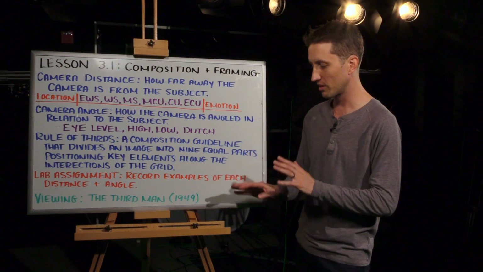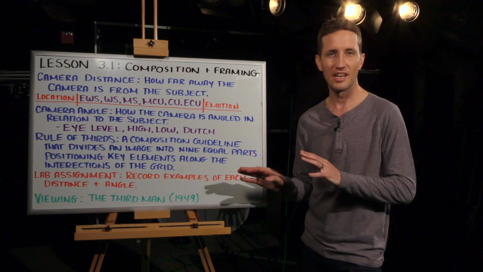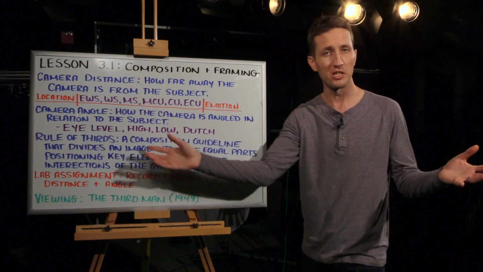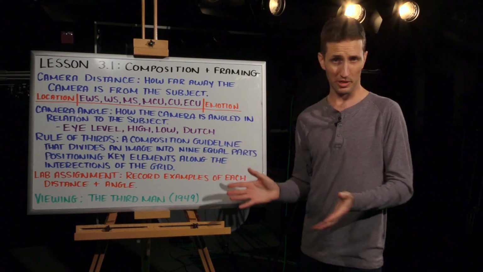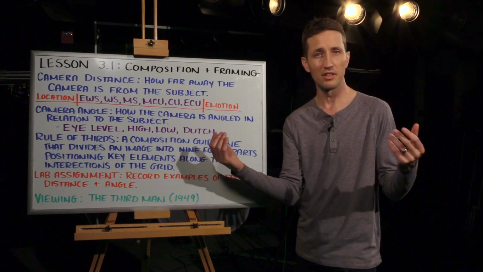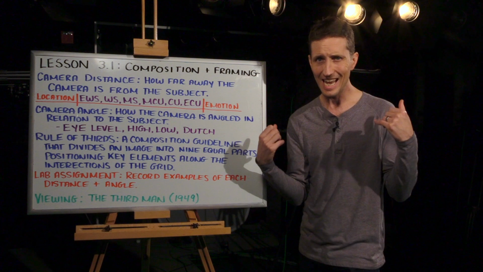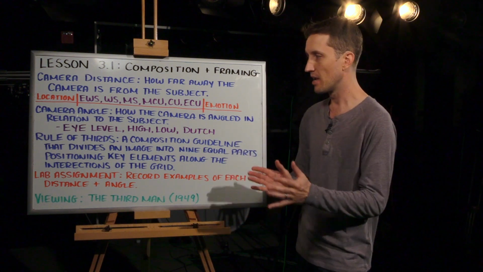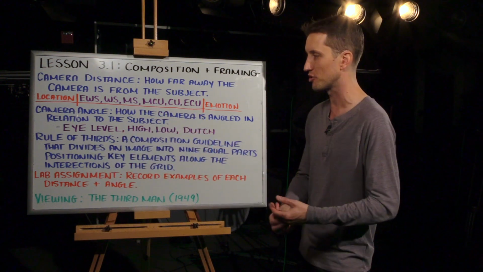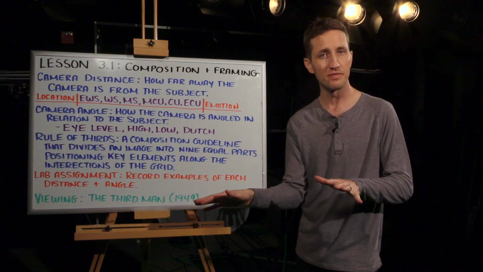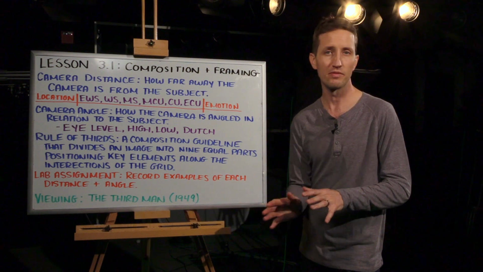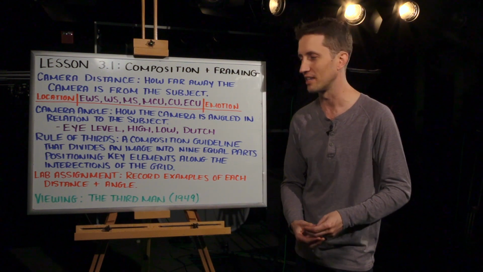I want you to record examples of each distance and angle. So there should be 10 total shots. You have your extreme wide shot, your wide shot, your medium close-up, your close-up, and your extreme close-up. And then there will be 4 different types of angles: eye level, high angle, low angle, and Dutch, or canted, whatever. I guess you could double up. You can have an eye level shot that's also a close-up, and then you don't have to do an extra shot, whatever. But yeah, I want to see examples of each type of camera distance and each type of camera angle. And you should be following the rule of thirds in all of them, all right?